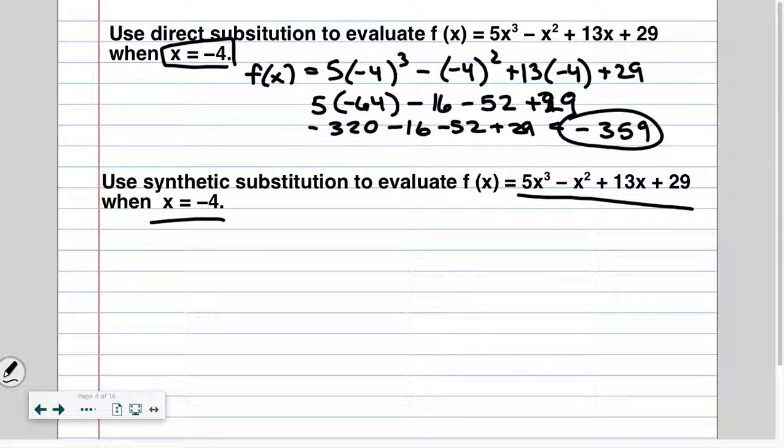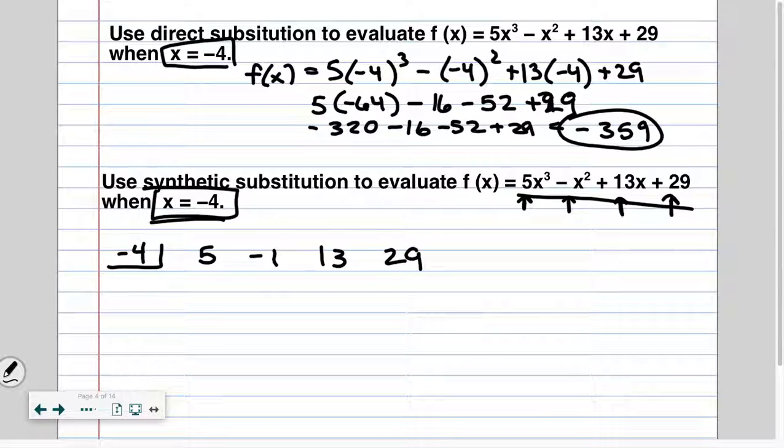How you set up synthetic substitution is you put the number that you want x to be into a little box right here. And then after we have that box, we'll write next to it the coefficients for each of our terms. So 5, -1, 13, and 29. Again, these are the coefficients of each of the terms. And then I'll leave a couple lines, and then I'll draw a little line with a box at the end. There's a process. It's just steps that we repeat.